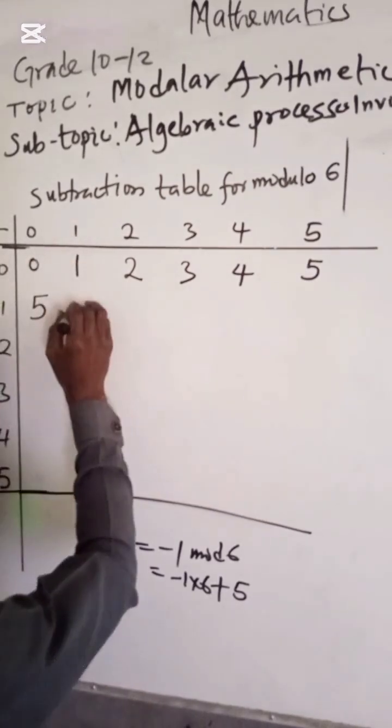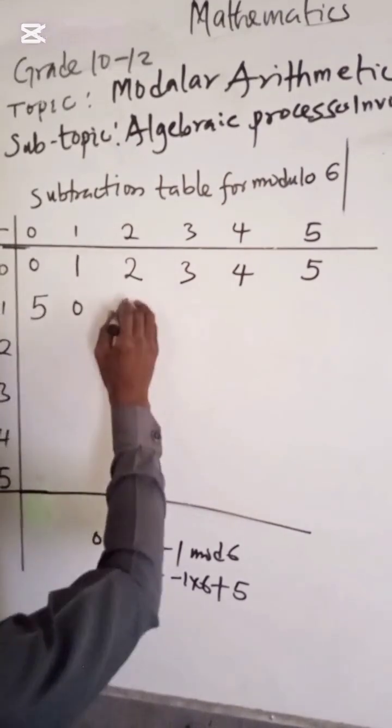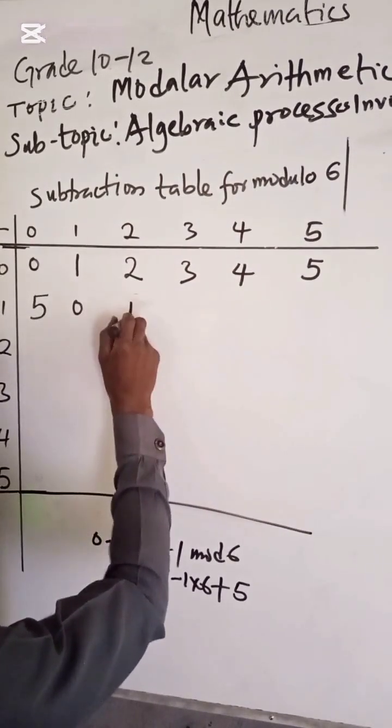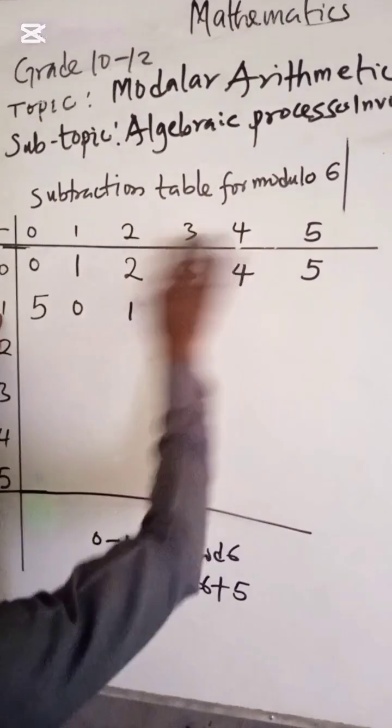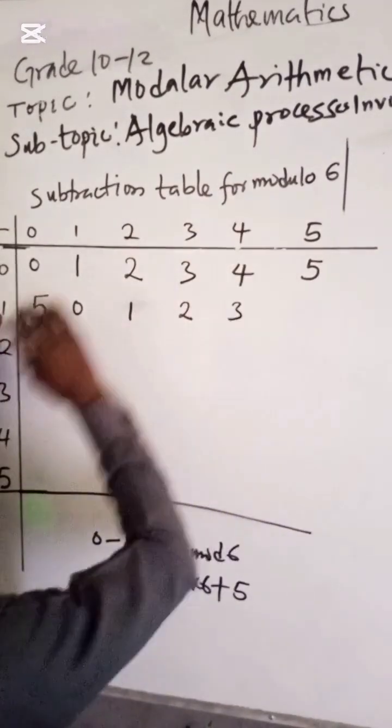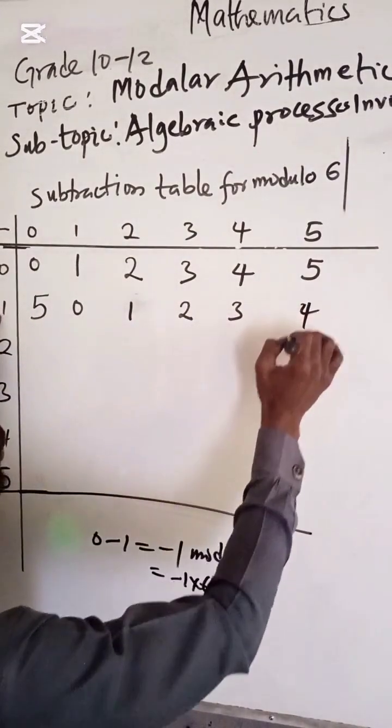Now, 1 minus 1, 0. 2 minus 1, that is 1. 3 minus 1, 2. 4 minus 1, 3. 5 minus 1, 4.